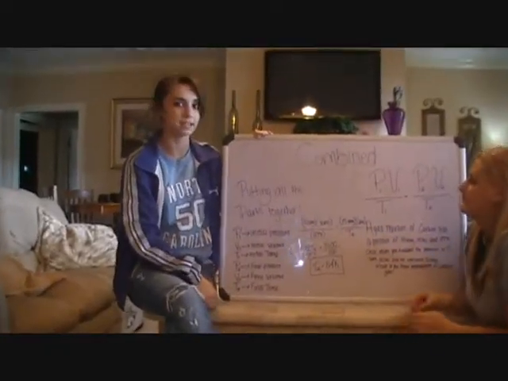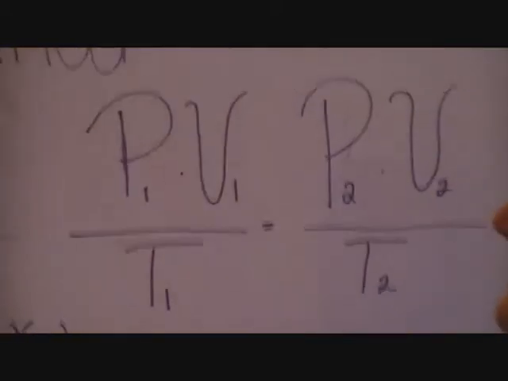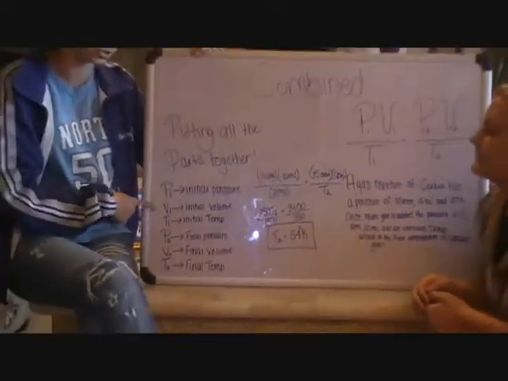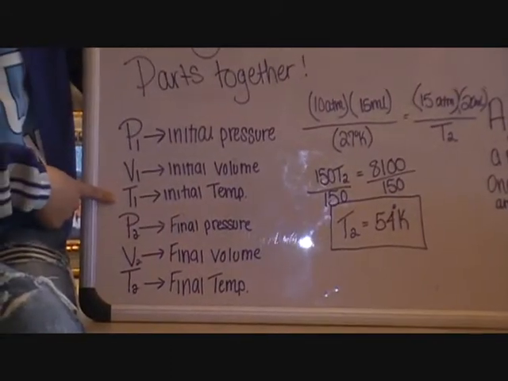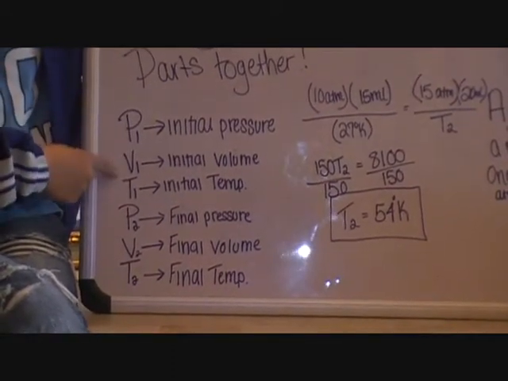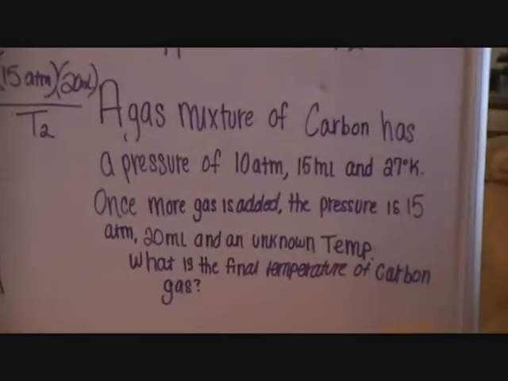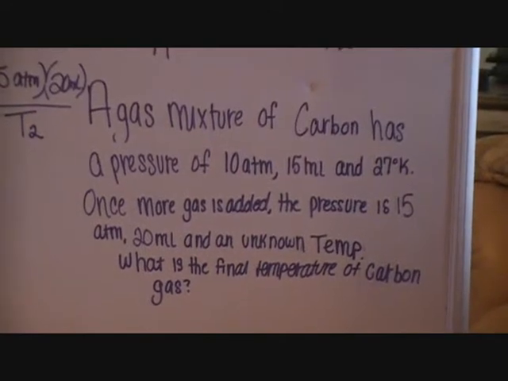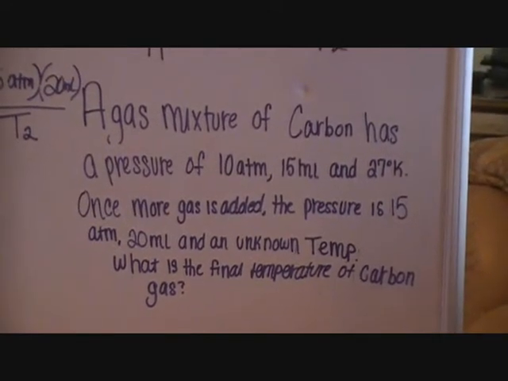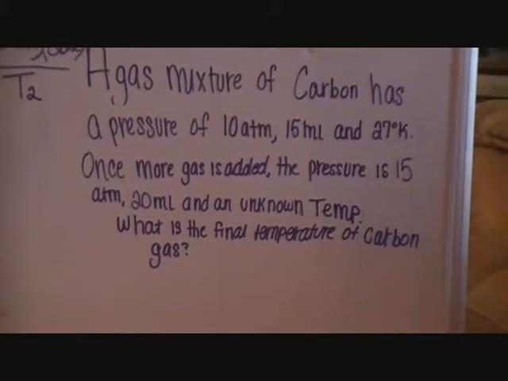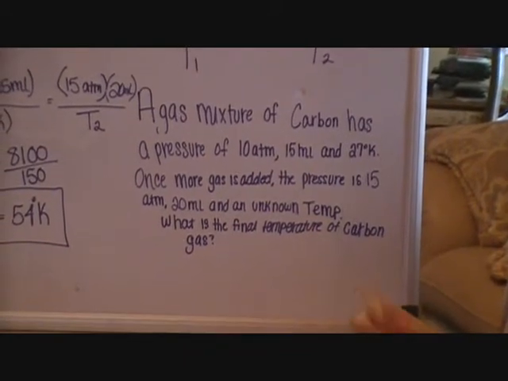Okay, this is the combined gas law, and the equation is P1 times V1 over T1 equals P2 times V2 over T2. The P's are the pressures, V is volume, and temperature is T, and the ones and twos are initial and final. Our example for this is a gas mixture of carbon has a pressure of 10 atm, 15 milliliters, and 27 Kelvin. Once more gas is added, the pressure is 15 atm, 20 milliliters, and an unknown temperature. What is the final temperature of carbon gas?